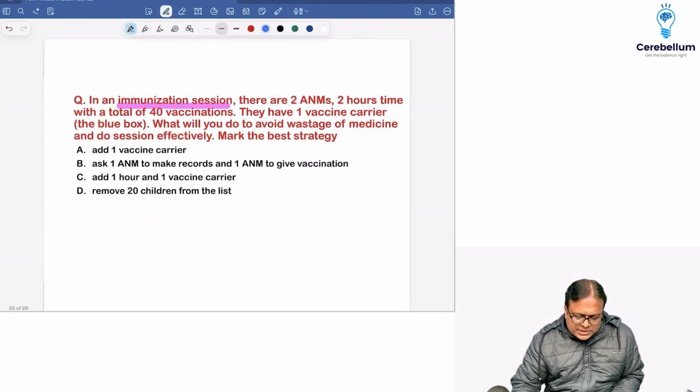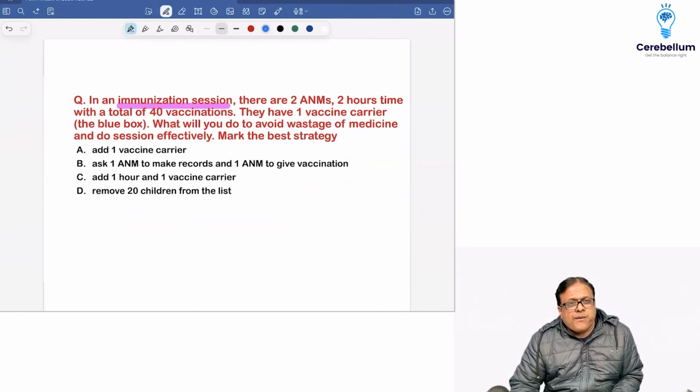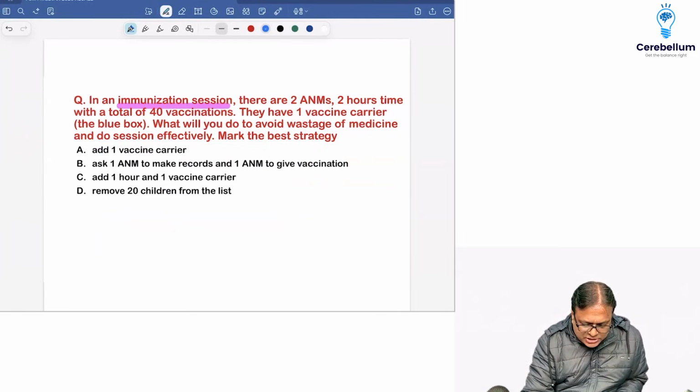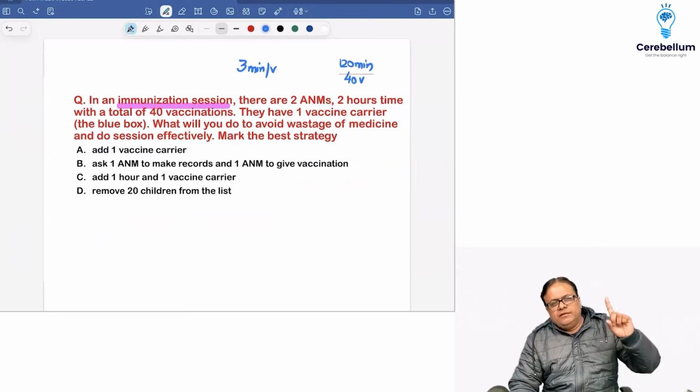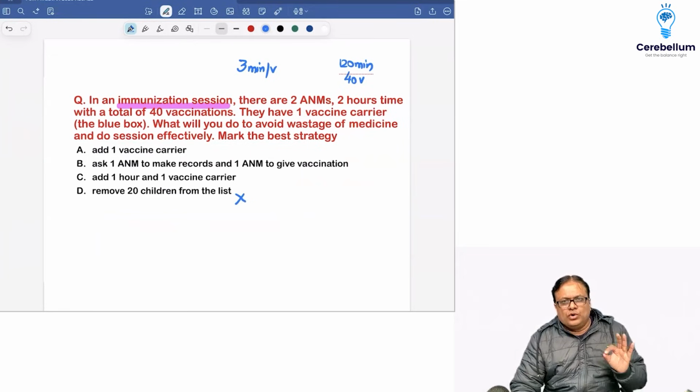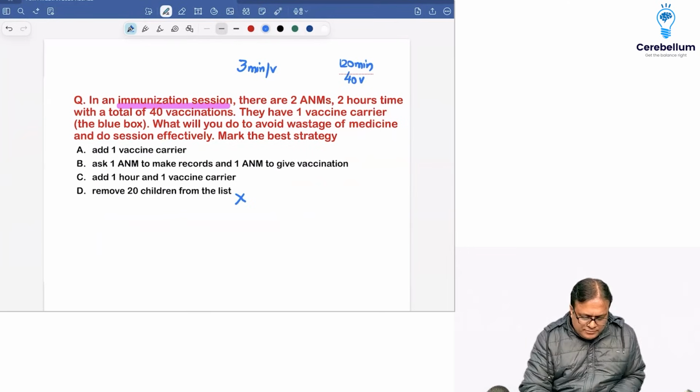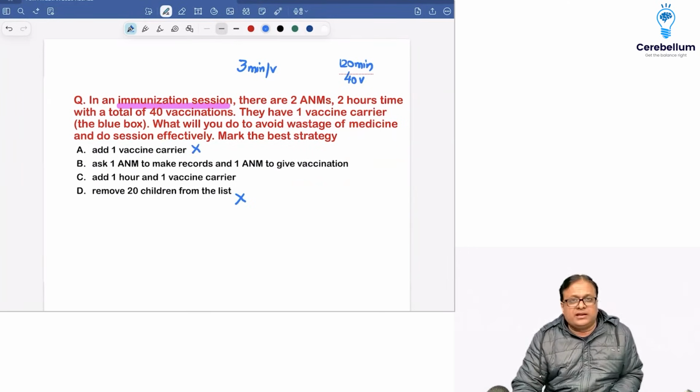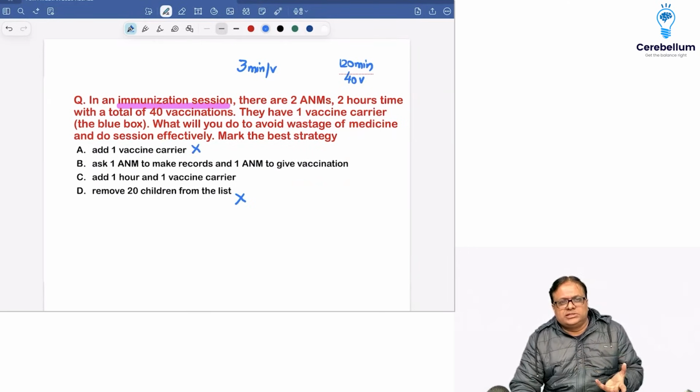Okay, so we look at this. Immunization session, 2 ANMs, 2 hours time, for 40 vaccinations. So you can see 120 minutes for 40 vaccinations. They will get 3 minutes per vaccination. When a lot of children have come to the center, you cannot remove them from the list. No chance of immunization should be missed in the RCH program of India. Adding a vaccine carrier will not speed up the process.